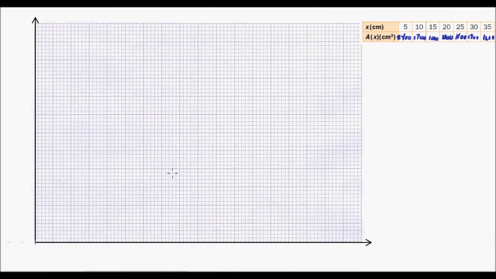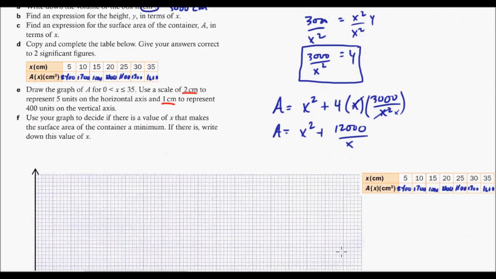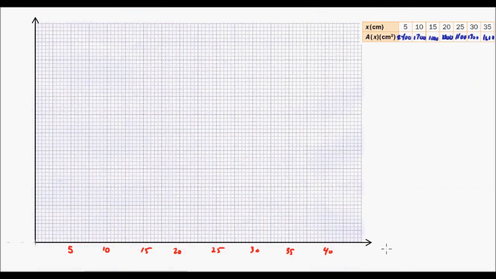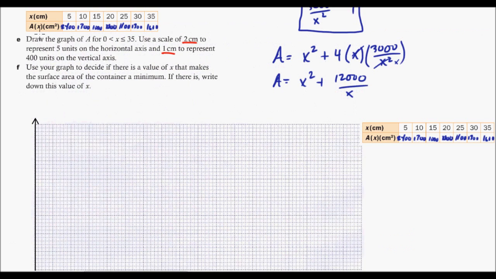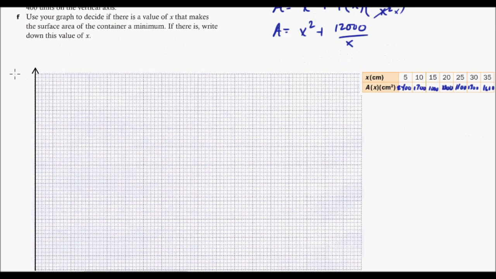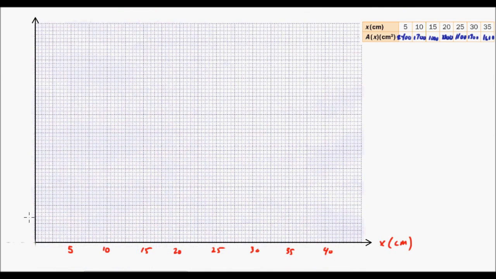So what I'm going to do is use my graph here. 2 centimeters is going to be 5 units, so every 2 boxes is 5, 10, 15, 20, 25, 30, 35, 40. Don't forget to label it. That's x in centimeters, so make sure you label this. This is how you get all these points. And then what do they want? 1 centimeter to represent 400 units on the vertical axis. So no problem: 400, 800.